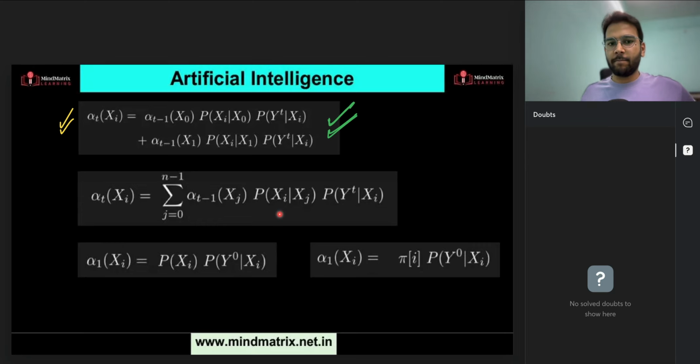Clear? Okay. You can just take a look at this after the class also. You will understand. Basically just substitute, you can find out. So this is the recurrence relation.